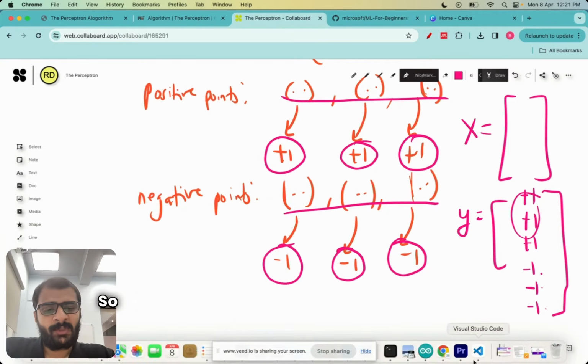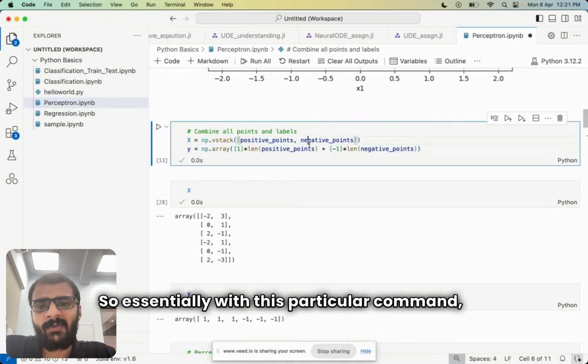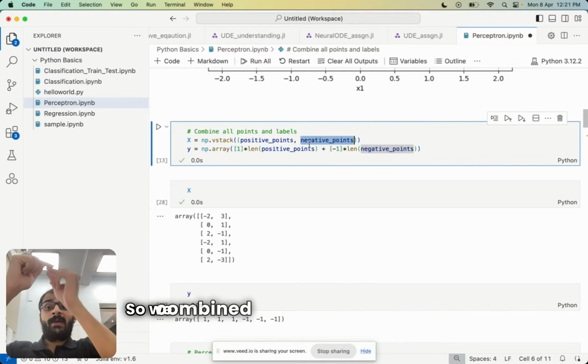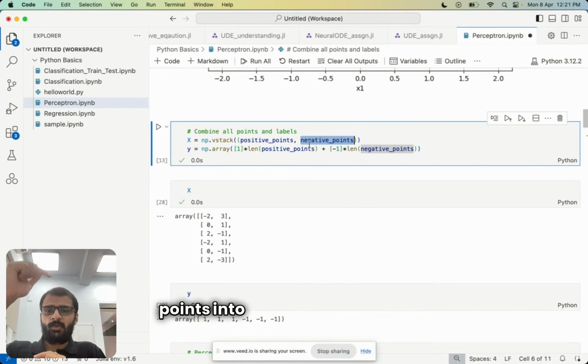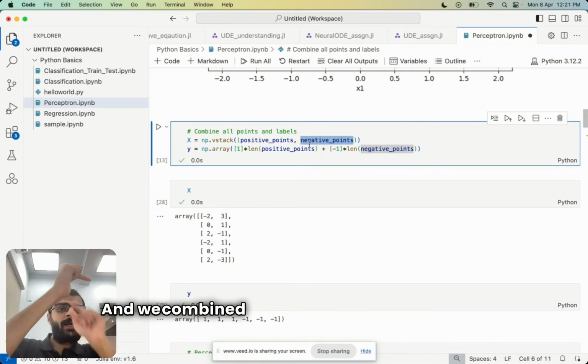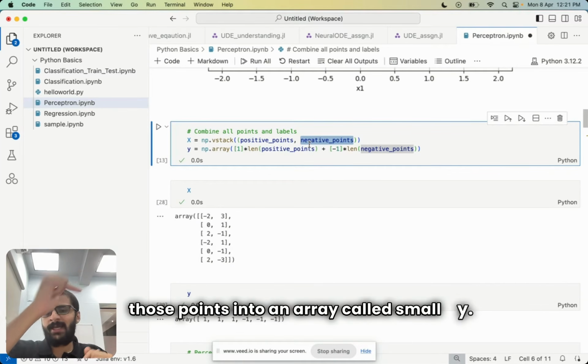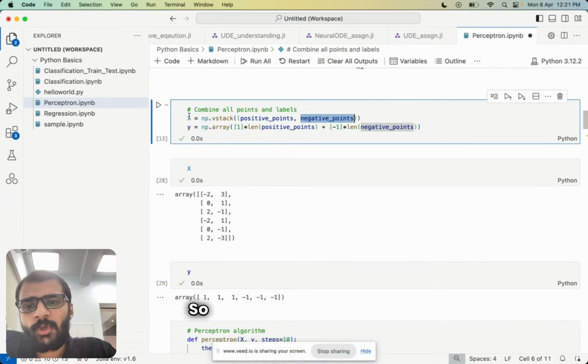So essentially, with this particular command, we combined all positive and negative points into one big array called x, and we combined all the labels associated with those points into an array called small y. So you can think of this as the input array and the output array.